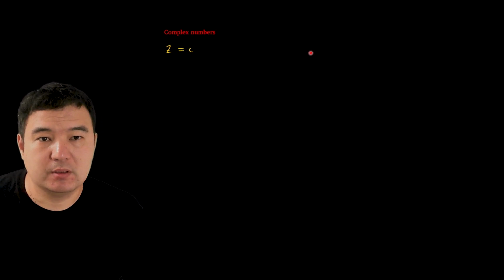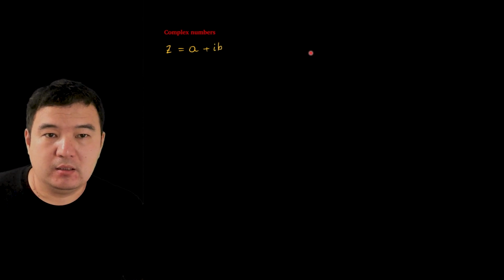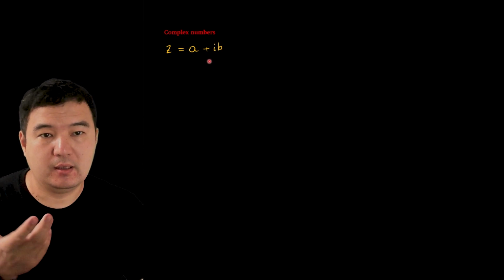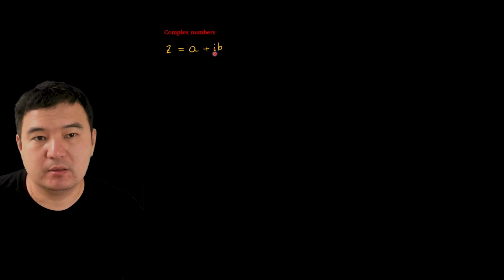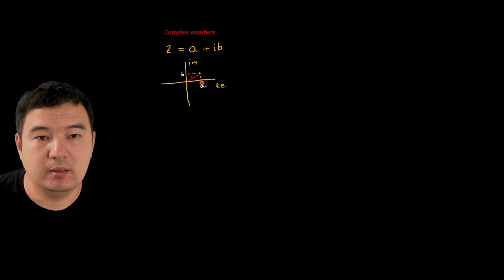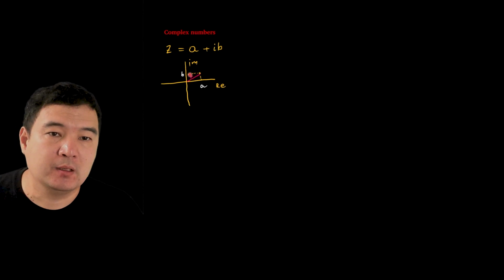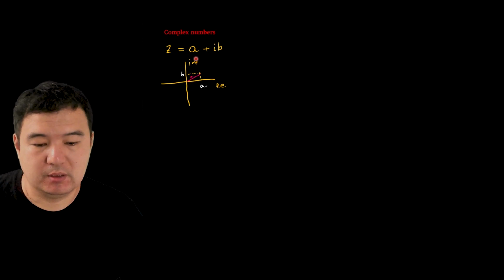So what's the relation between complex numbers and trigonometric identities, or just the trigonometric interpretation of complex numbers? Any given complex number can be written as a plus ib, where i is the imaginary unit, the square root of -1. You can plot this in the complex plane, where a is the real part, b is the imaginary part, and the distance from the origin to the point is r, the modulus of the complex number.